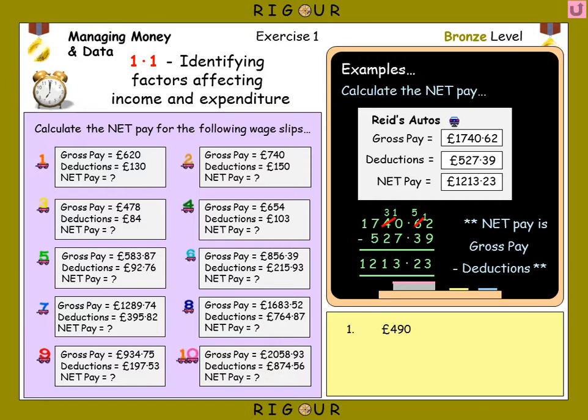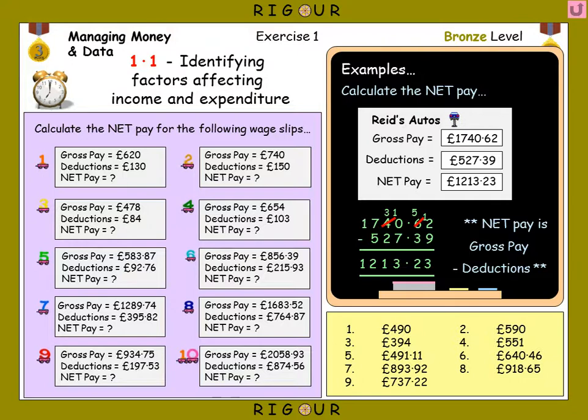So number 1 is £490, number 2 is £590, number 3 is £394, number 4 is £551, number 5 is £491.11, number 6 is £640.46, number 7, £893.92, number 8, £918.65, number 9, £737.22, and number 10, £1,184.37. So give yourself a wee score out of what you attempted, and we'll move on to the next assessment standard, which is 1.2, Preparing a Simple Budget.